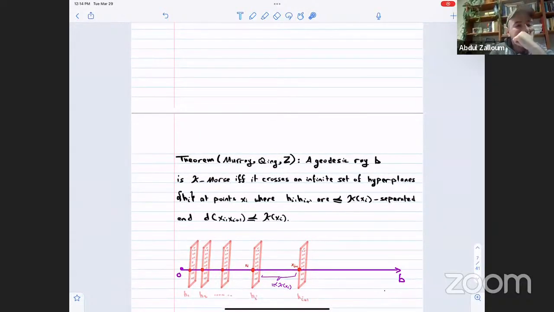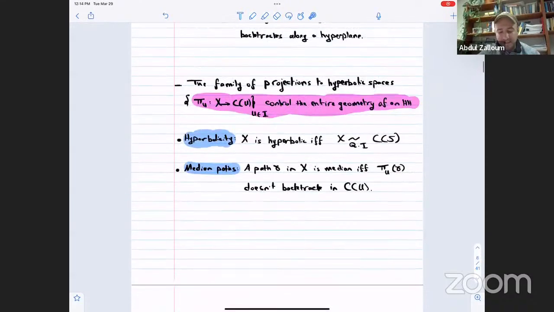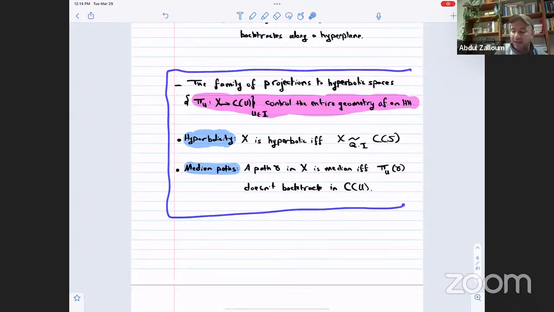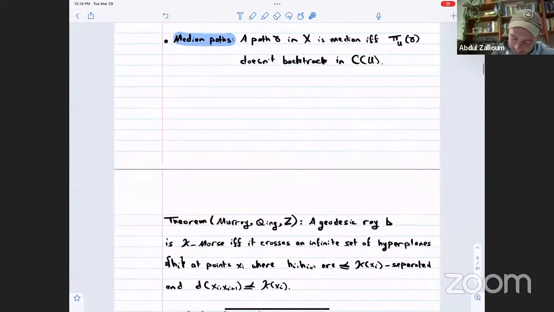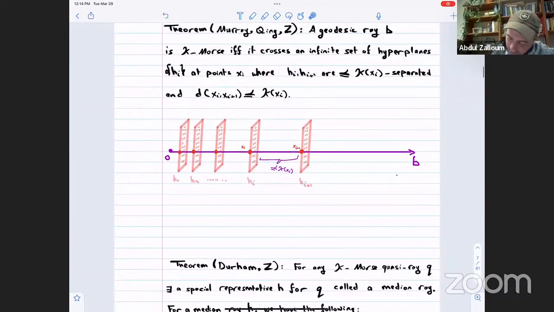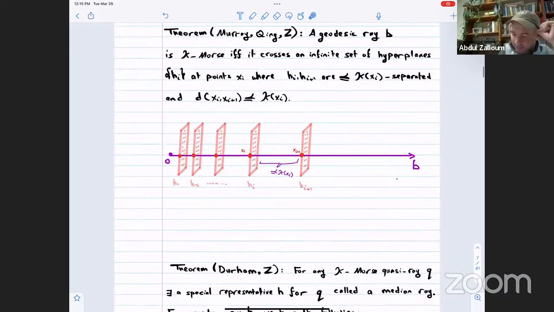Okay, so that's the story in CAT(0) cube complexes, and now let's see what the story is in hierarchically hyperbolic spaces. The claim is that in hierarchically hyperbolic spaces we should be able to characterize everything in terms of projections to hyperbolic spaces. So a natural question to ask is, how are sublinearly Morse geodesics characterized in terms of projections to hyperbolic spaces? And this theorem here gives you an answer to that. So let's see.